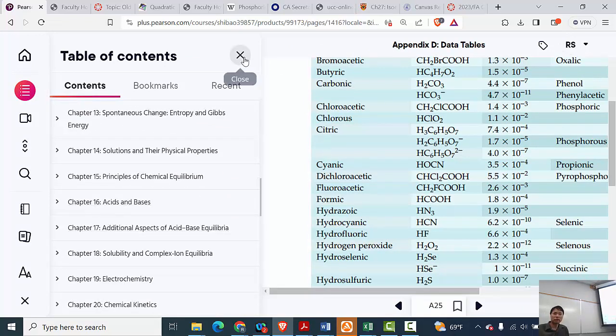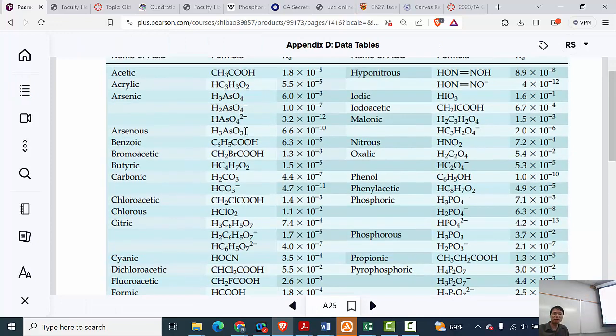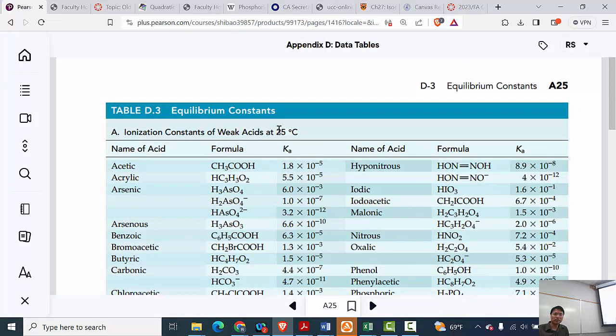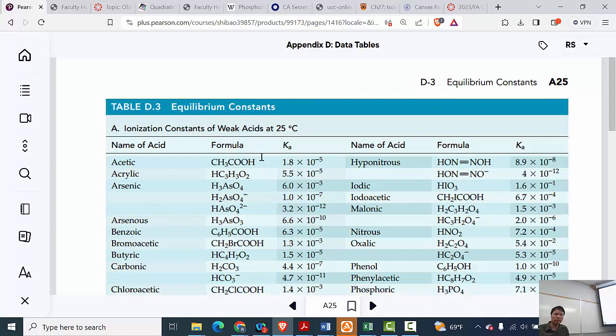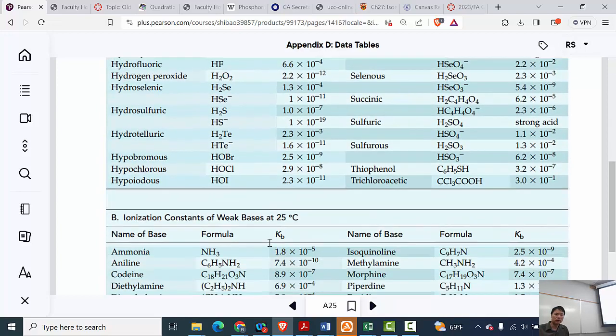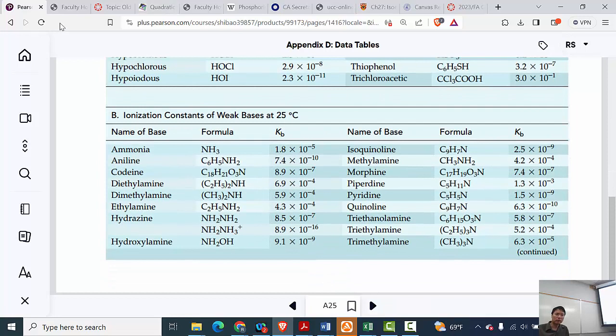Oh, the other thing you should do is read the captions to these things. You'd be surprised how many people don't read the titles and the captions to the tables and figures.